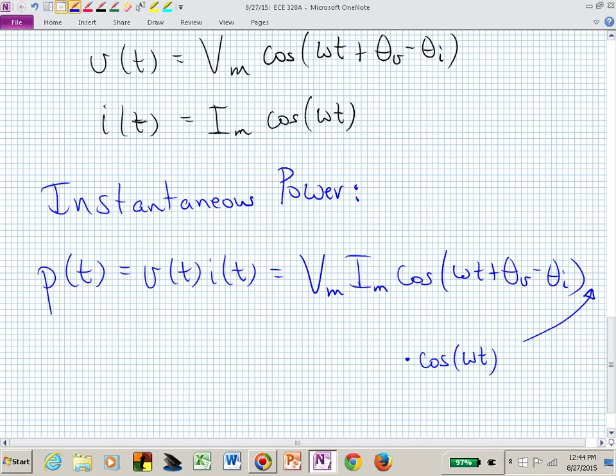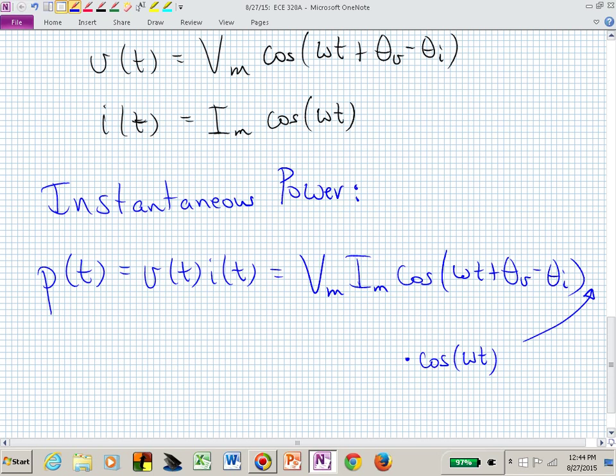Does everyone remember their trig identities? Shouldn't be laughing. That's not funny. Should be having these sines and cosines just floating around all the time.